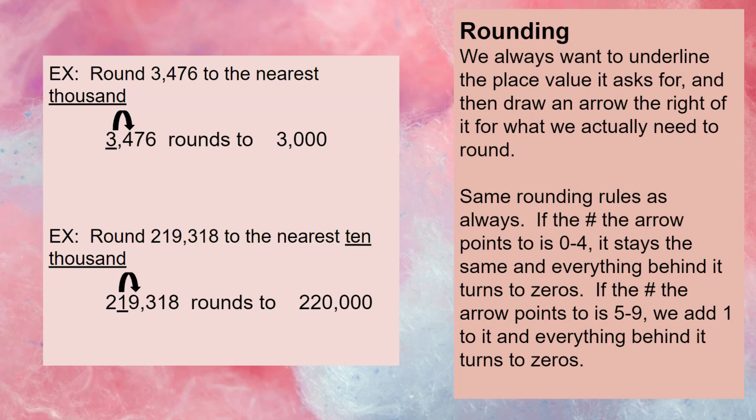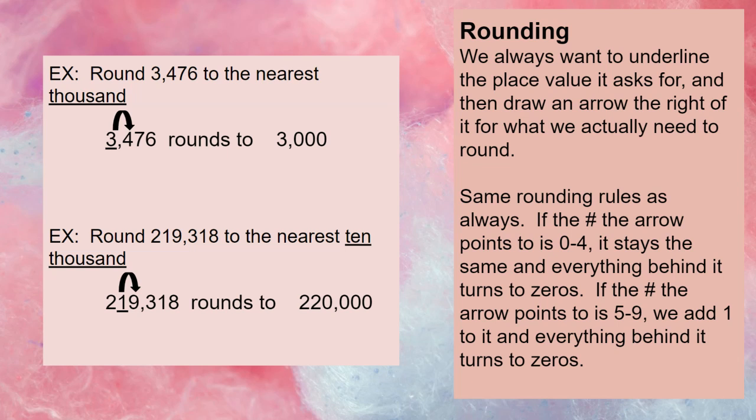So 4 falls between 0 and 4. So that means my thousands place is not going to change. It's going to remain a 3. It's going to stay the same. And then everything behind it turns to zeros. So that means that 3,476 rounds to 3,000. It rounded down.